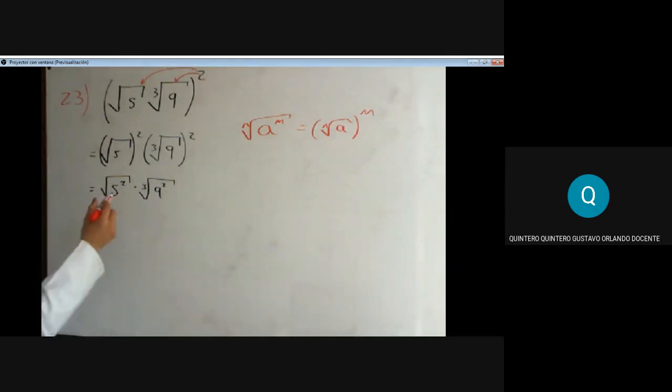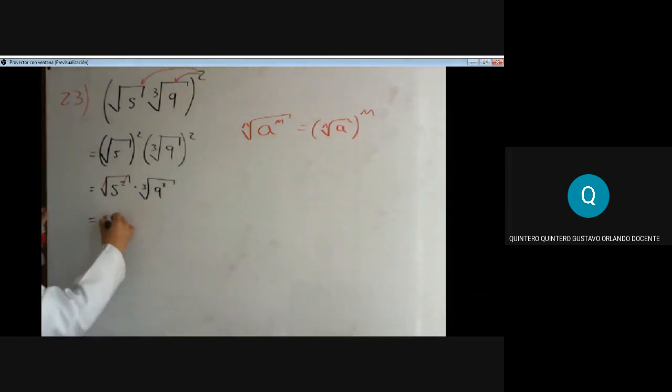Beautiful. Now we can cancel things. The 5 to the 2 and the root get canceled just like we wanted, so this is a 5. And now we need to solve this thing over here, 9 to the 2. How much is 9 to the 2? Well, 9 to the 2 is 81.